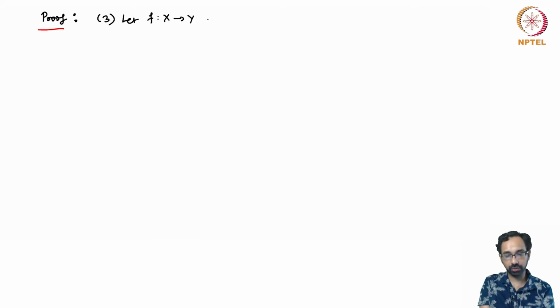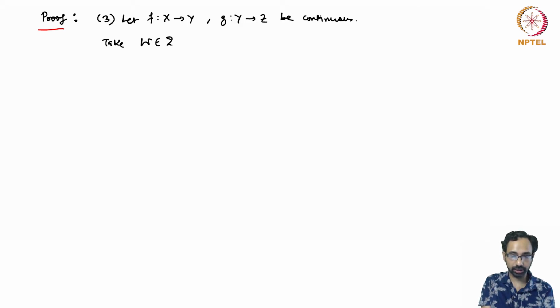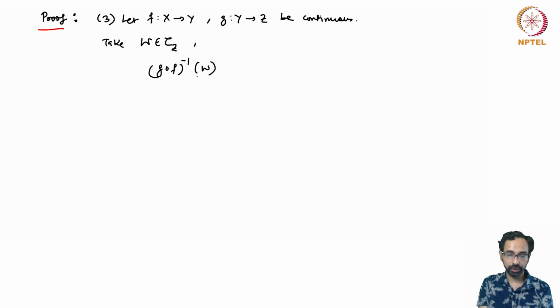f from X to Y and g from Y to Z are continuous, and then take any open set, say W in Z, which is open in Z, and then we can consider what is (g composed with f) inverse of this open set W. So if we can show that this is an open subset of X, then we are done. Then this implies that g composed with f is continuous.